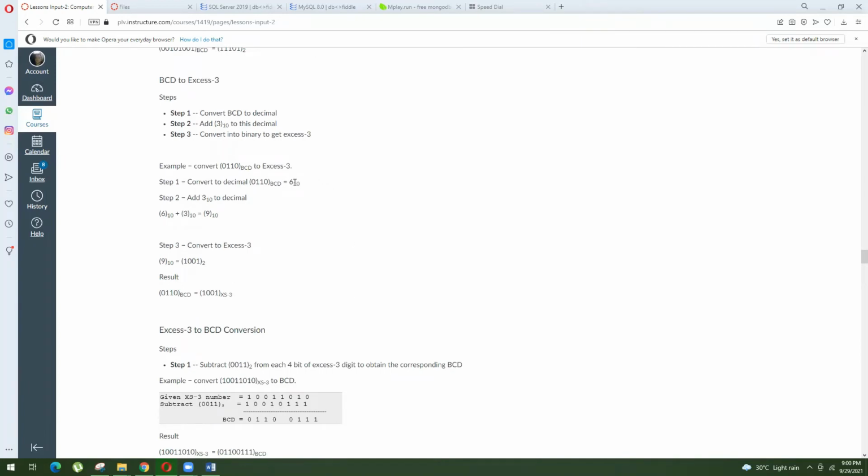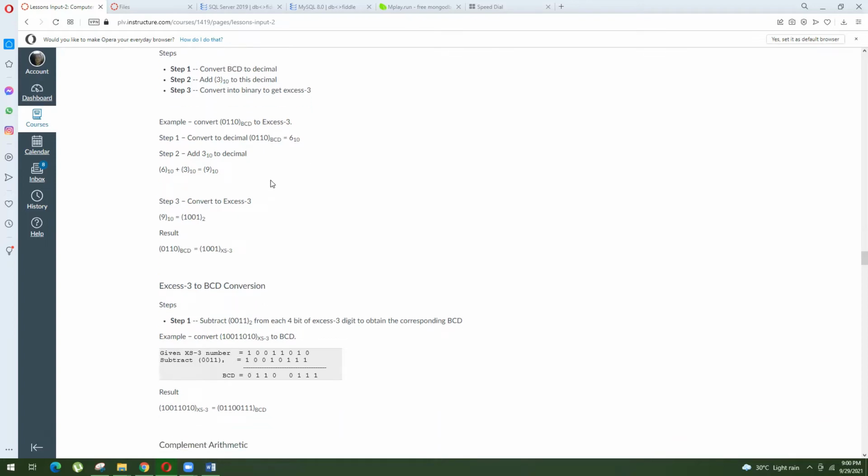To convert BCD to XS3, first convert BCD to decimal. Next, add 3 base 10 to this decimal. Convert into binary to get XS3. Okay. First, convert BCD to XS3. We have 0110 BCD. Convert it into decimal. So the equivalent is 6. Add 3 base 10 to the decimal. So 6 base 10 plus 3 base 10 is 9 base 10. 9 base 10 converted into binary. So we have 1, 0, 0, 1.